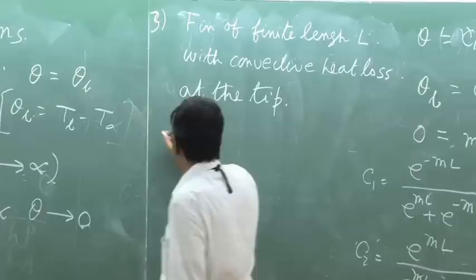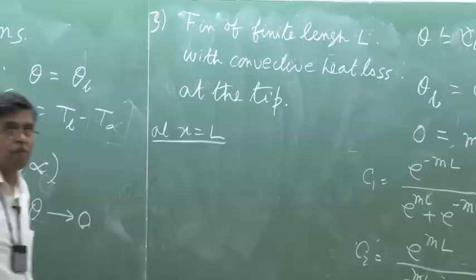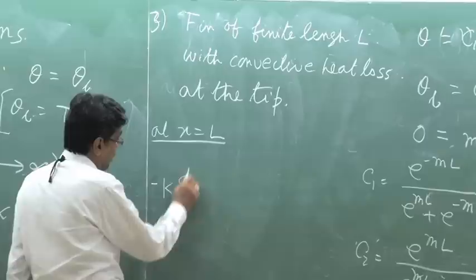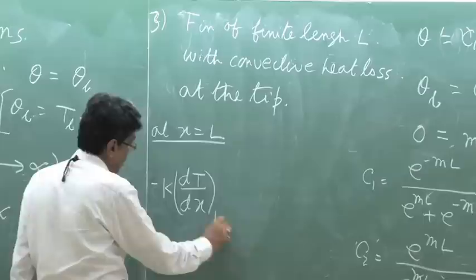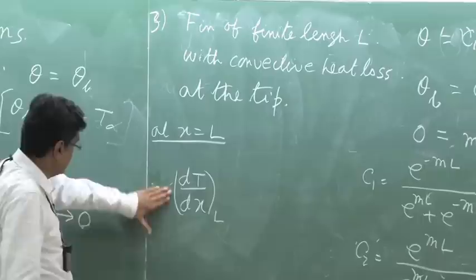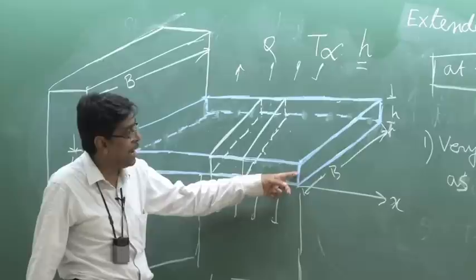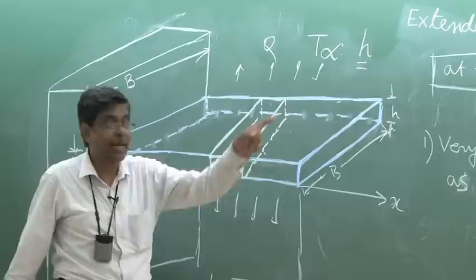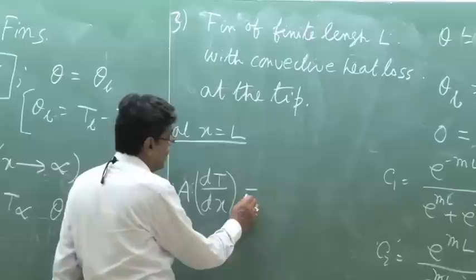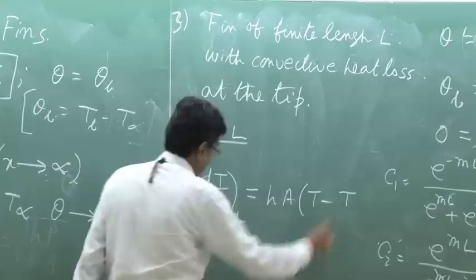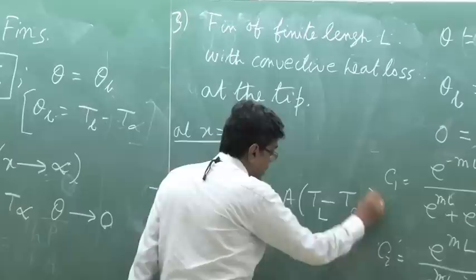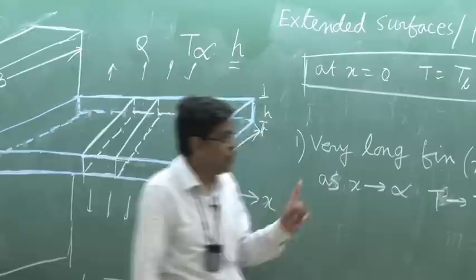That means at x is equal to L, what do you have? This is a conjugate heat transfer problem, k dT dx at L per unit area I am writing, or you can write the area, minus k into area. That means the heat which is coming to this surface by conduction, minus k dT dx, which we did earlier, combined conduction convection problem, in series the same heat is being transferred to the h into area into T L minus T infinity, where TL is the temperature at L. So if you can understand this and correctly write this, then things are okay.